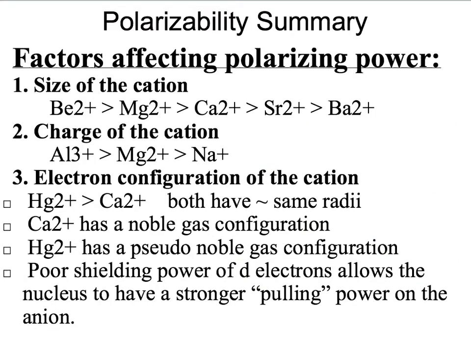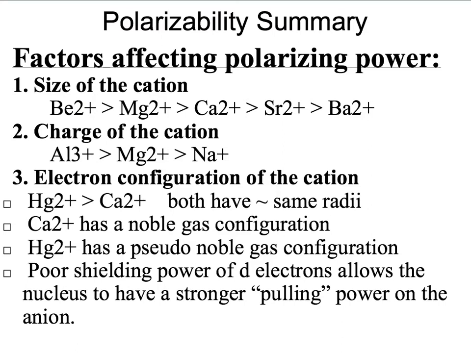All right, so my polarizability summary here. Factors affecting polarizing power: first, the size of the cation. Polarizing power is its ability to distort somebody else's electron cloud. So who can do a good job distorting an electron cloud? Well, all of these right here have a positive 2 charge. So the smaller you are, the better. Beryllium ion's the smallest in this group, at the top of group 2, so it is going to be the best at polarizing. And we get worse and worse as we go down, and barium would not be very good at polarizing.